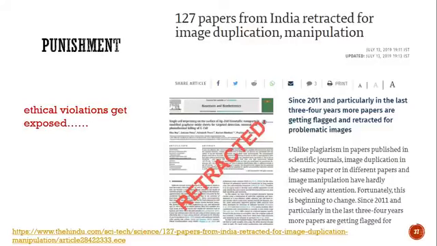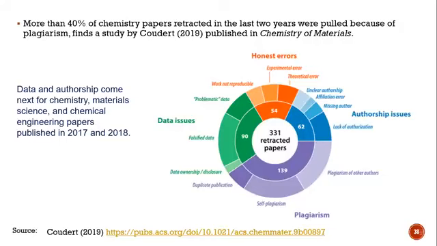So this shows that 127 papers from India are retracted for image duplication and manipulation. In another example, it says more than 40% of chemistry papers were retracted in the last 2 years because of plagiarism. It is a finding of a study by Goddard in 2019. It has been published in Chemistry of Materials. So he has taken data for 17 and 18, and the reasons for retraction are shown in the image. Accordingly, it says that plagiarism has a major role in paper retraction.